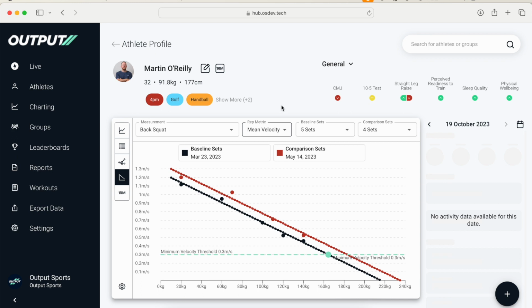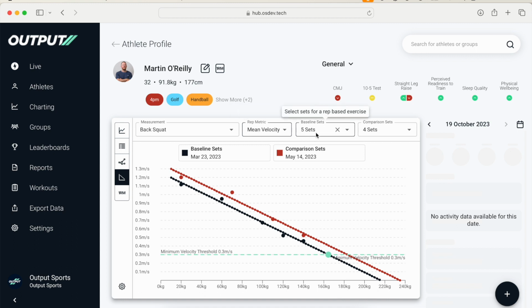Hey guys, today we're going to look at load velocity profiling comparison. So this is one of the new features of Output, and to do it you're going to pick your athlete and then navigate to profiling. You're going to pick your measurement, so in this case it's going to be back squat, and you're going to pick the rep metric as mean velocity.